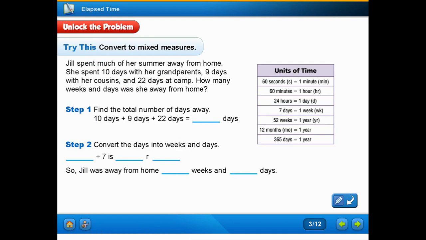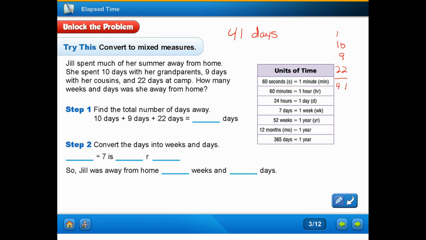So it says, try this. Jill spent much of her summer away from home. This is at the bottom of page 623. She spent 10 days with her grandparents, 9 days with her cousins, 22 days at camp. How many weeks and days was she away from home? So first thing I'm going to do is add all these together. 0 plus 9 plus 2 is 11. Carry my 1. 1 plus 1 plus 2 is 4. She was gone for 41 days.